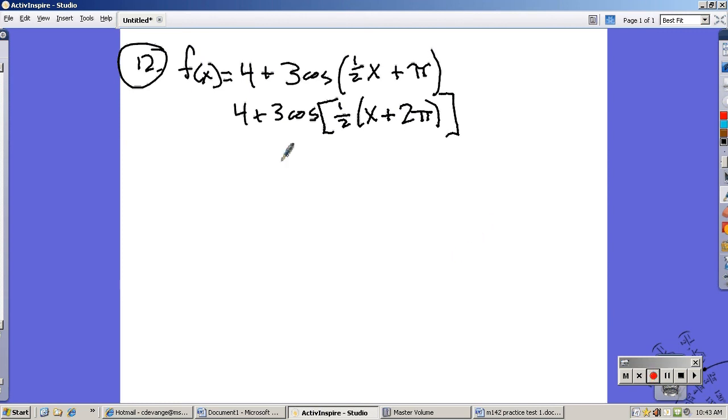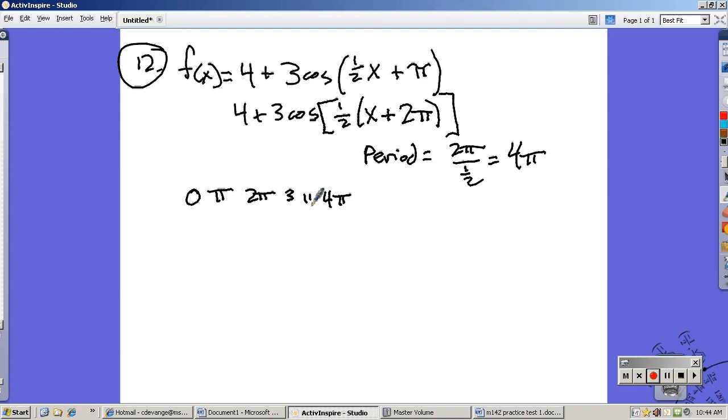So let me start with my period. My period is 2 pi divided by 1/2, divided by that multiplier, which is 4 pi. Divided by a fraction is multiplying by the reciprocal, so I'm really multiplying by 2. So if I know that, then I know that if it starts at 0, gets out to 4 pi, split it into fourths to get those major points. So a fourth of 4 pi is pi, and then I got 2 pi, and then I got 3 pi. So there's one period length.